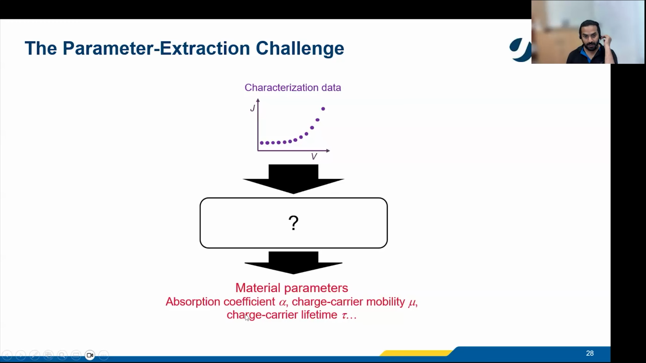So the examples of these parameters are this absorption coefficient alpha, the charge carrier mobility, the charge carrier lifetime, the transport layer resistances. There's many different parameters that we ideally want to know, because then we can make an appropriate modification of our fabrication process, for example, to overcome this limit. So the question is, what would be a good way to extract material parameters out of your characterization data?